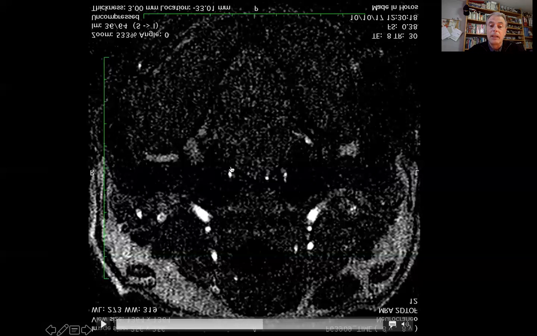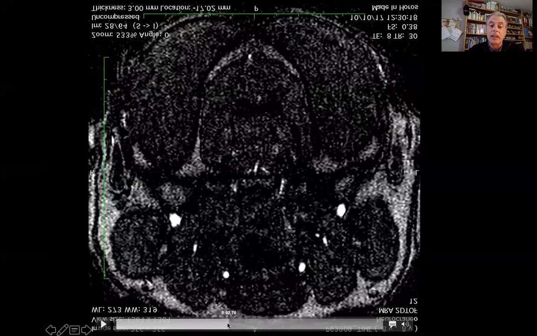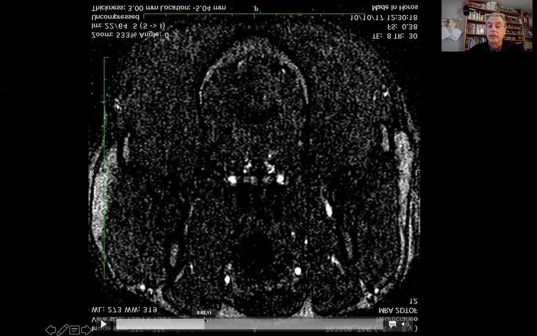Now we are at the level of the carotid canal. This is the bulla tympanica. So we are at the level of the carotid canal. This is the internal carotid artery. And then the internal carotid artery progresses. Okay.